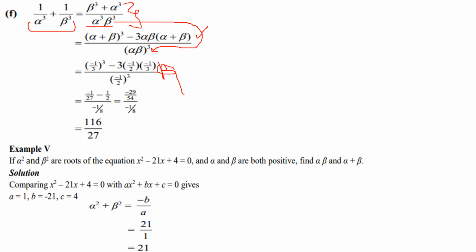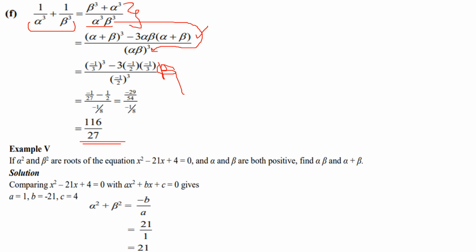So in the numerator, we shall remain with negative 1 out of 27 less a half, divided by negative 1 over 8. So solving the numerator alone, you're going to remain with negative 29 divided by 54. And everything is going to be divided by negative 1 over 8. Now simplifying, you're going to remain with 116 divided by 27 as your final answer.